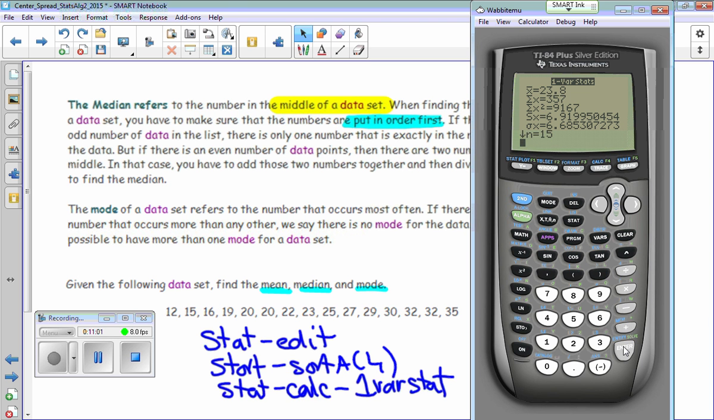You got exactly the same numbers I got? I did Stat Calc, 1-Var Stats. I wrote it right here at the bottom. One-Var Stats, and just press enter. List 1, press enter. The first number you see is the mean. Okay, so the mean is 23.8.